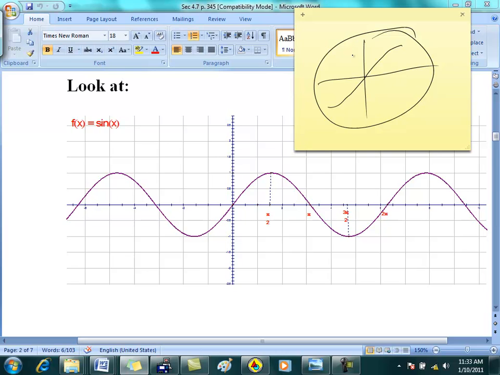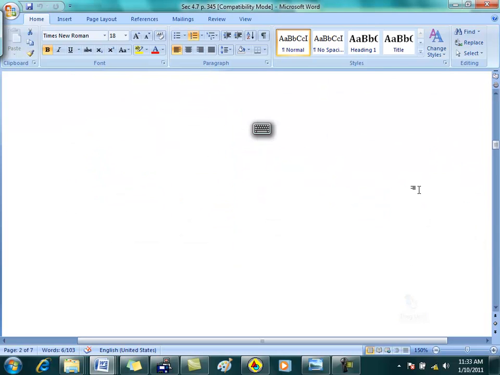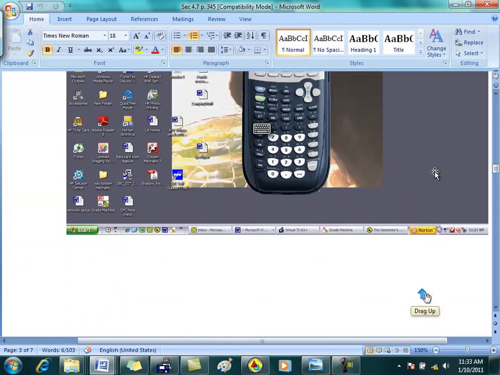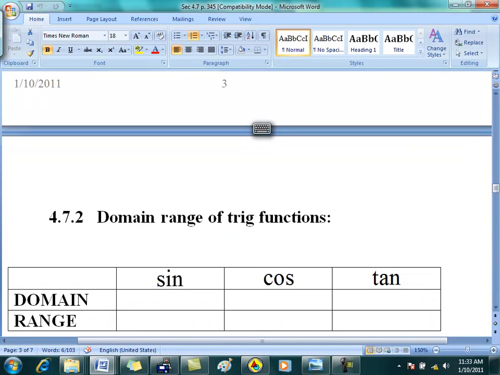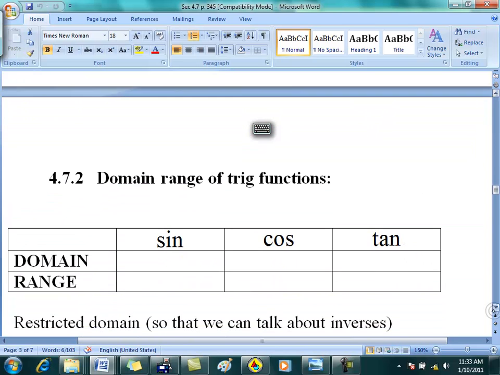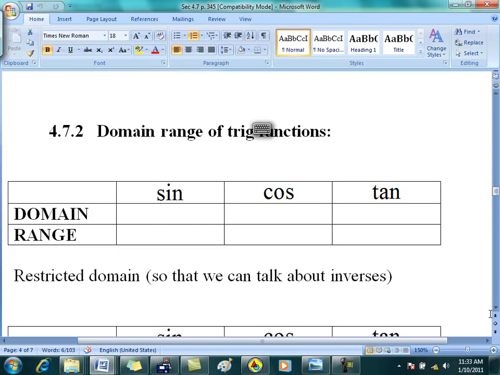Which means that if I restrict my domain of sine to be between minus pi over 2 and pi over 2, then I can start talking about the inverse of that function. Because at this stage, does it pass the horizontal line test? Yes, it does, because if I draw a horizontal line, it cuts it only at one place. Let's fill this table in, because this is something that you've done before. I'll give you a minute to finish this table.